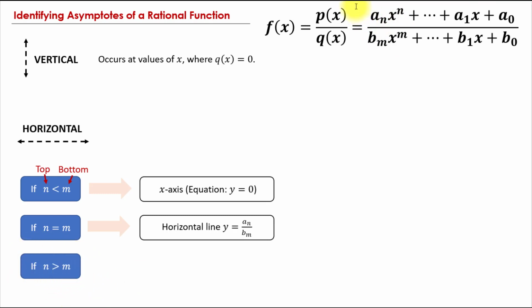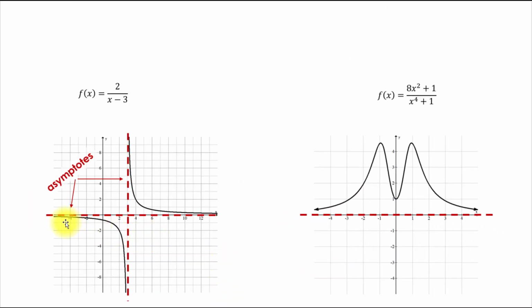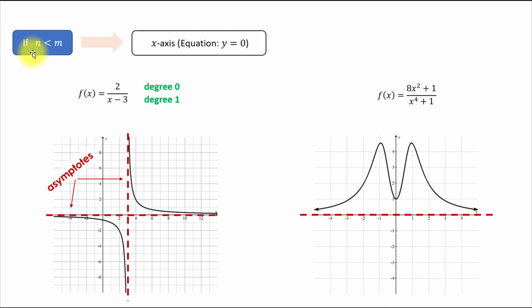In other words, the degree of the top polynomial is greater than the degree of the bottom polynomial. In this case, the graph will not have any horizontal asymptotes. Let's check these cases with our 4 graphs. Our first graph does have a horizontal asymptote. It's this line. So let's look at the degrees of the polynomials in the numerator and the denominator. The polynomial in the numerator is the constant polynomial, so its degree is 0, and the degree of the polynomial in the denominator is 1, which means that we're looking at this case, n is less than m. Top degree is less than the bottom degree, and in this case, the horizontal asymptote is the x-axis. Well, we can see it on the graph.